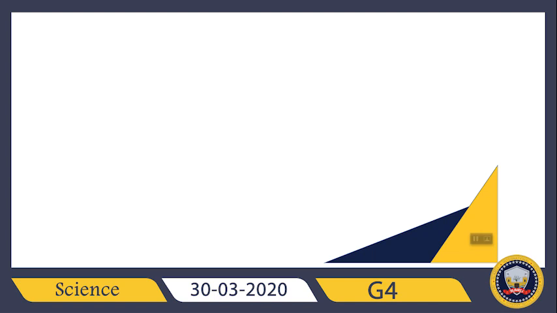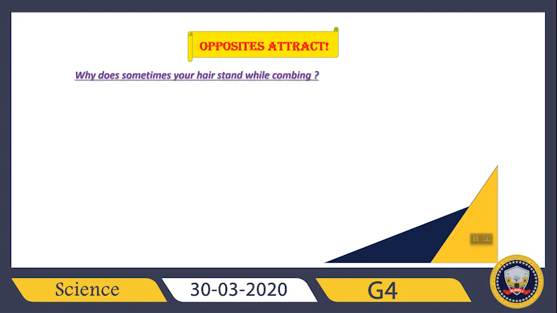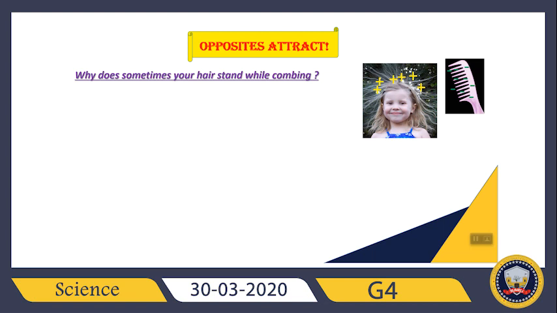Today, let's see what happens if charges get close to each other. What happens if they are similar? And if they are different or opposite, what happens? So let's start with the charges. For example, let me ask you a question. Sometimes your hair stands up while combing, right? Sometimes, like this cute girl, while combing your hair, your hair stands up. Why does it happen sometimes?